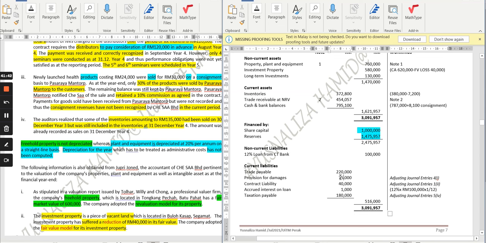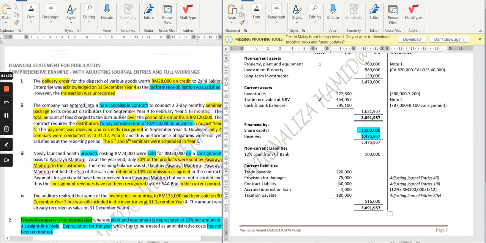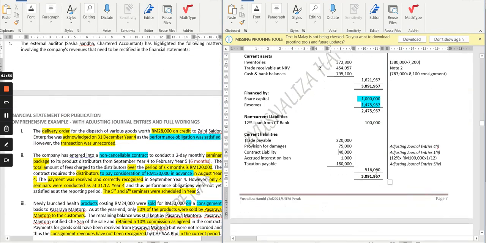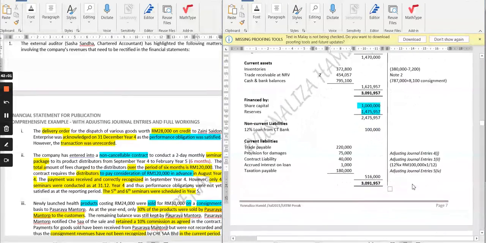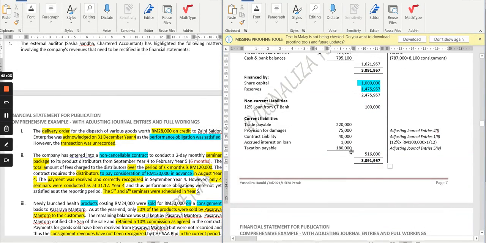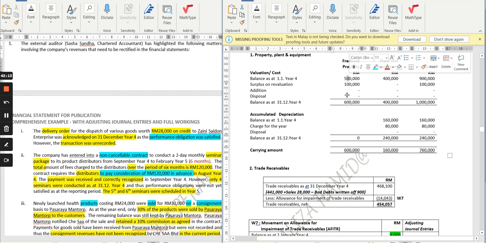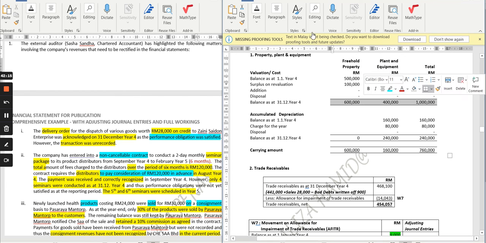Provision for damage, I include under current liabilities with the assumption that it will be payable within 1 year. Contract liability, there was adjustment in number 1 here, 1, 2, right? You can see the journal entries that I put here. Next to the working section, I have put the working section to explain each line item: accrued interest, taxation, payable. These are your PPE notes.